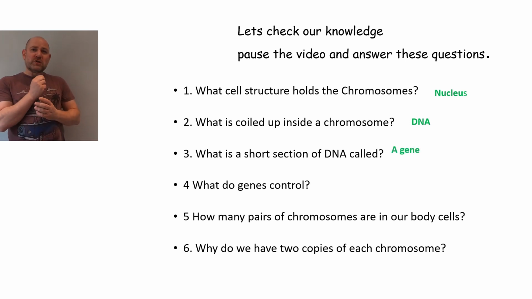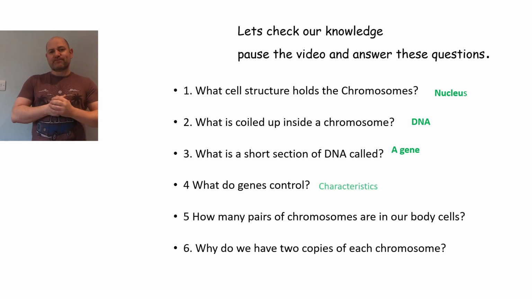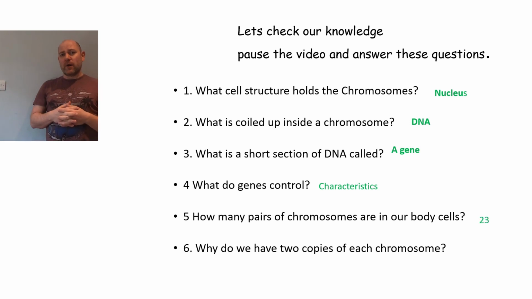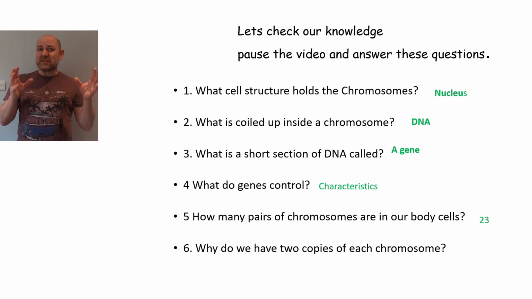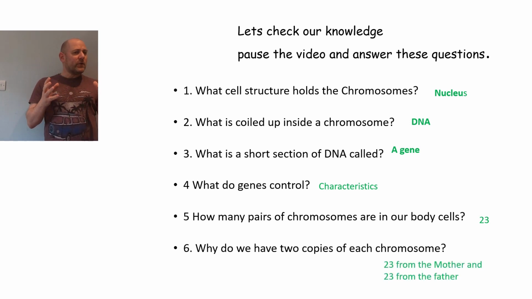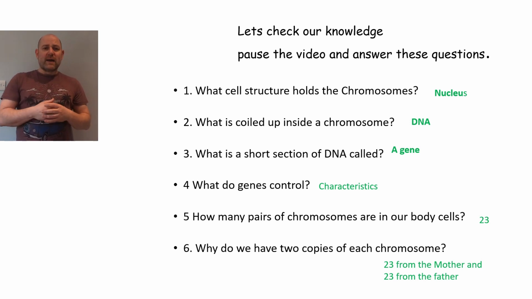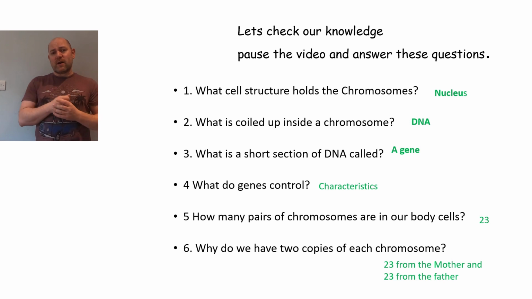And what do genes control? And the answer is your characteristics, your eye colour, hair colour, tongue length, those sort of things. How many pairs of chromosomes are in our body? 23 in each cell. Why do we have 2 copies of each? Why not just 1? Well, the idea is we get 23 from mother and 23 from father. And later on, when you study inheritance in biology paper 2, you'll find out about how dominant and recessive genes decide your characteristics.